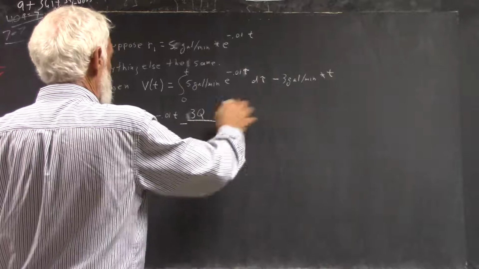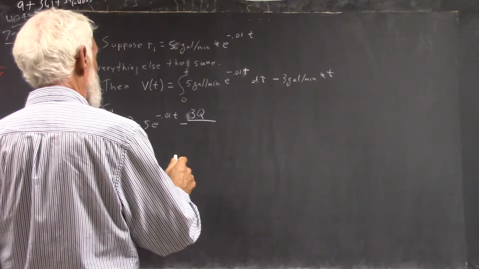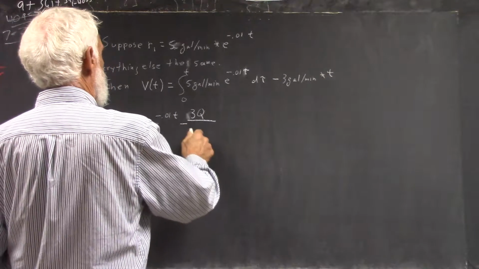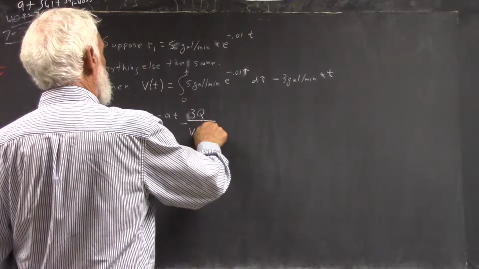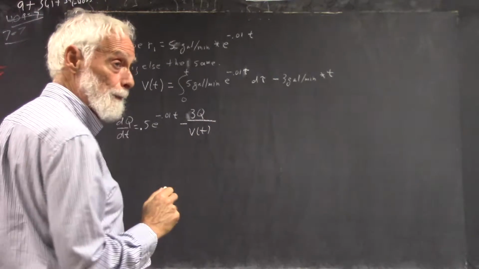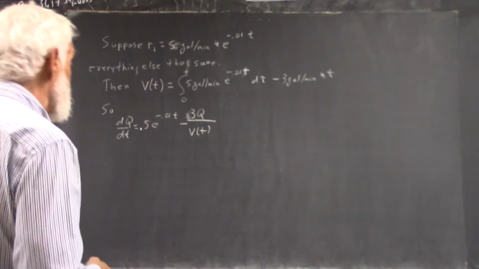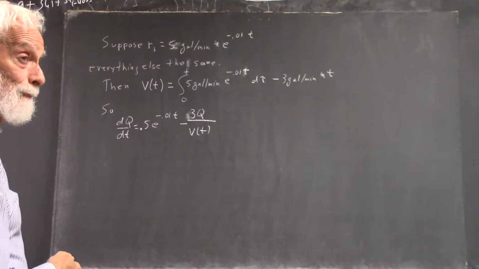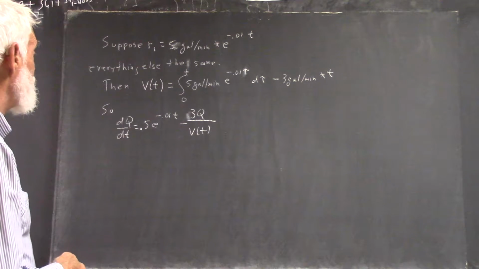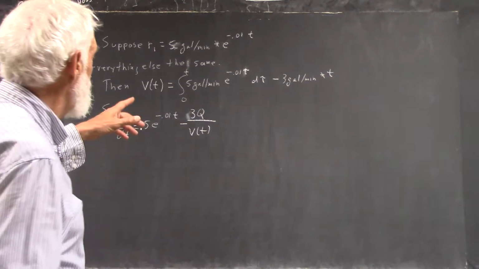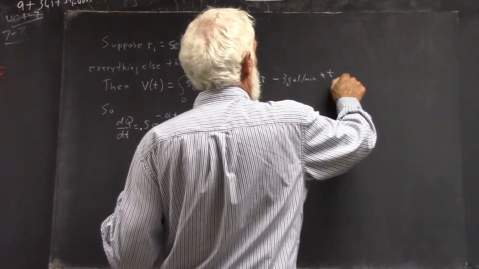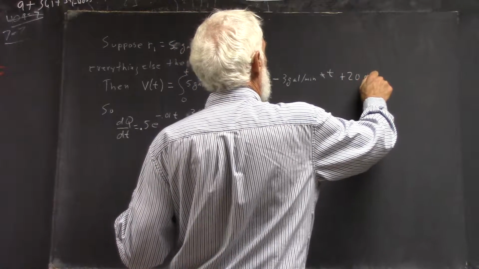I should have written this a little further over. A little careless. Well, I'm just going to say v of t, and you've got, of course, to replace v of t with this, right? There's your equation. Oh yeah, and v of t is this plus the 20 gallons you started with, right?